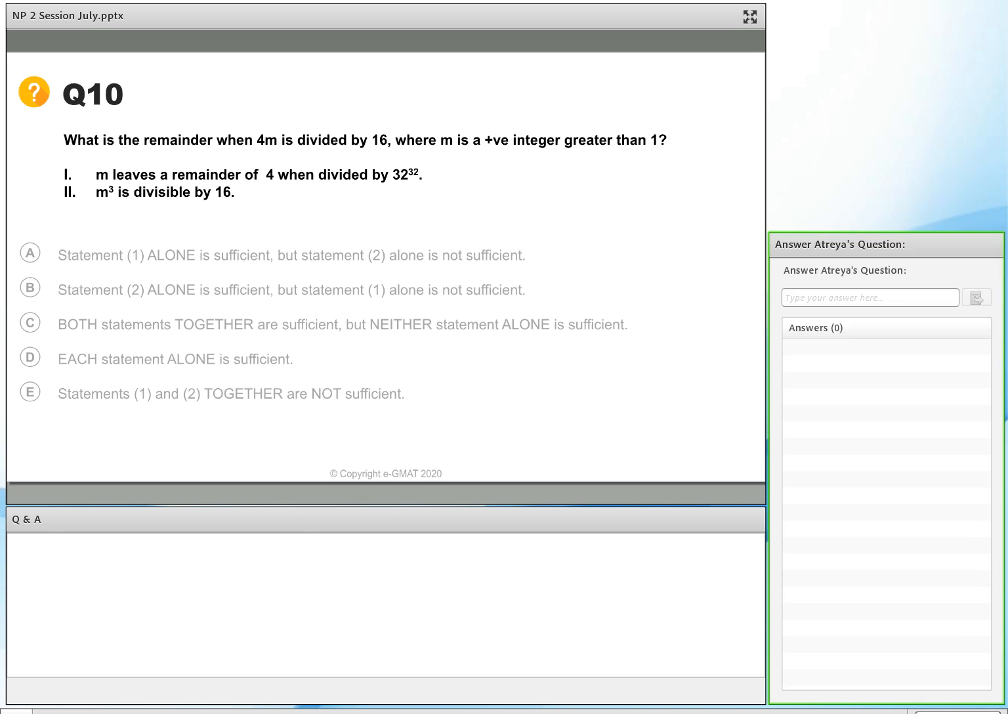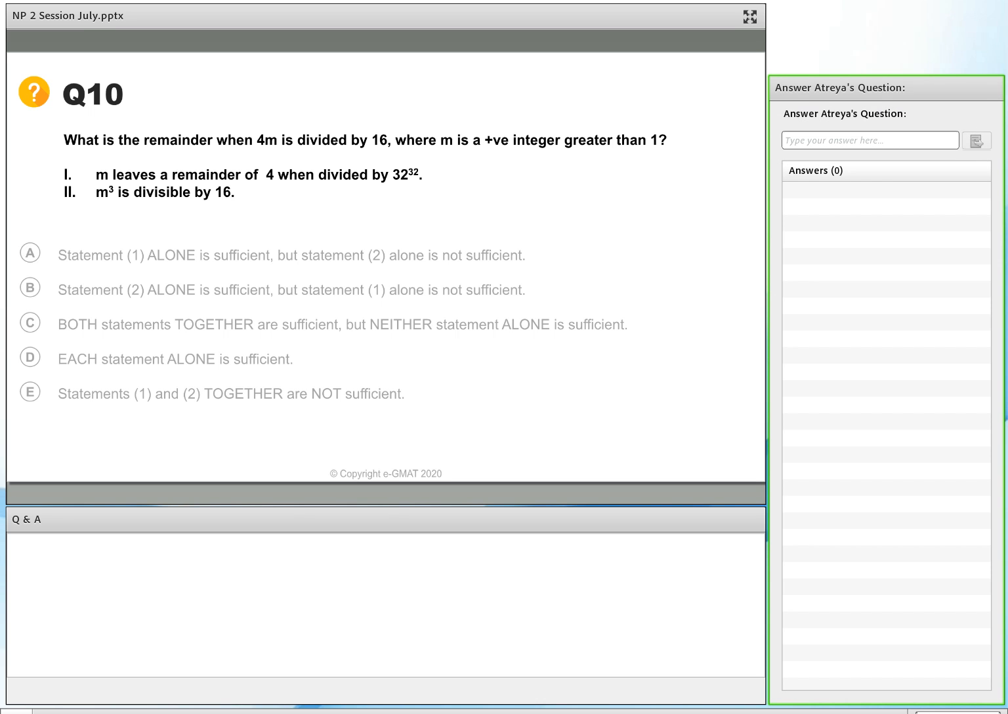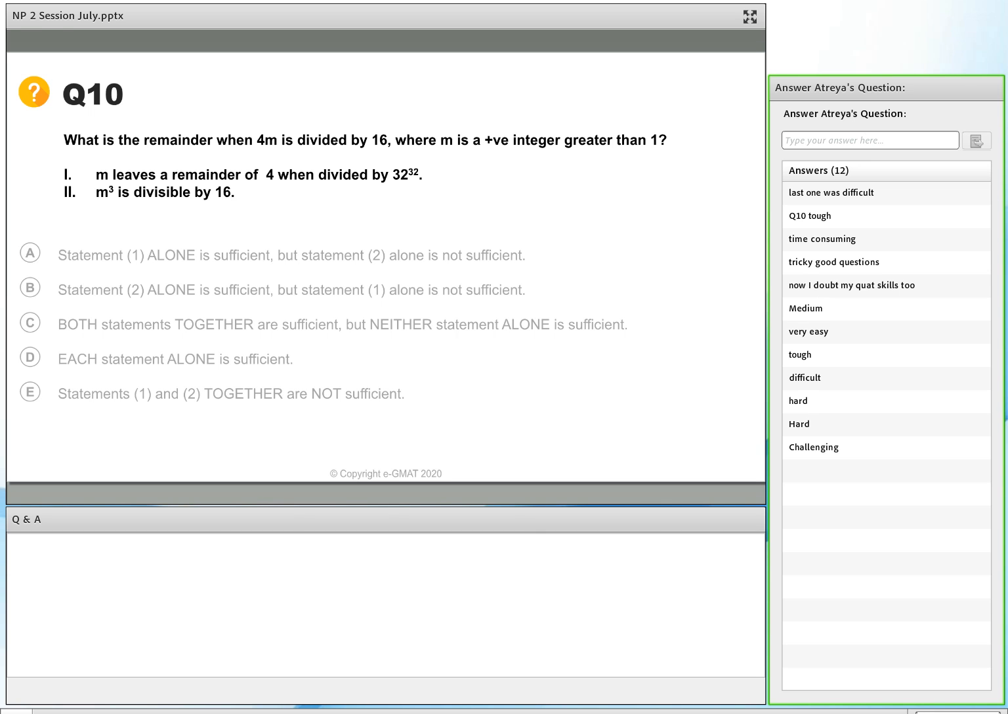Okay, now based on your experience on the three questions, tell me how were these three questions, guys? I've opened the short answer poll that you can see towards the right-hand side of your screen. Please mark your answer over here. What do you feel about these three questions? Challenging, okay. Time consuming. Question 10 is tough, okay.